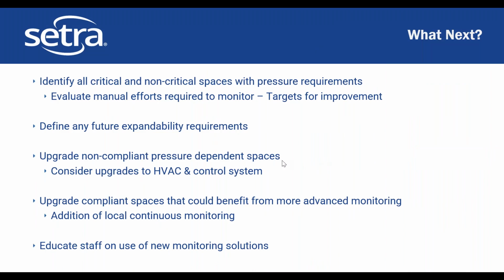What's next is to identify the critical and non-critical spaces with pressure requirements in your building, and additionally, identify what other requirements they have. You can use ASHRAE 170 for this. Among a number of other guidelines, the ventilation tables in ASHRAE 170 are one of the best sources for this, and we've summarized them a little bit in this presentation.